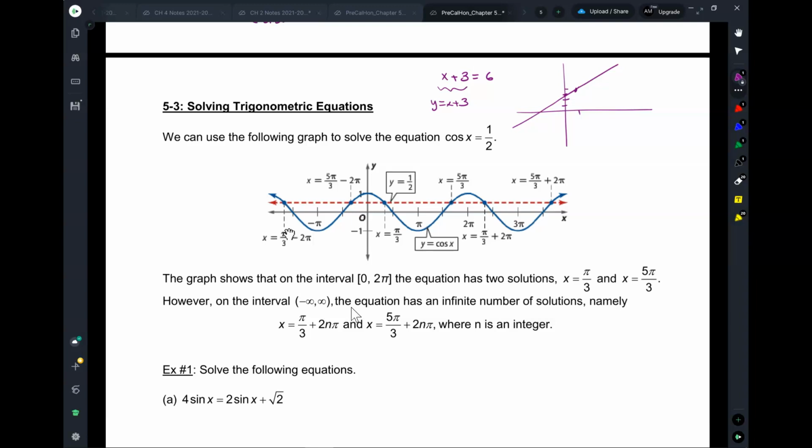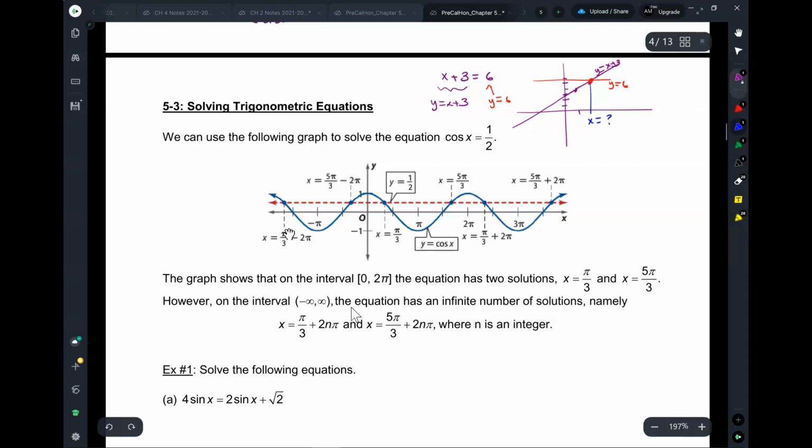And now, if you were to also graph y equals 6, okay, where those two intersect, so this is y equals 6, y equals x plus 3. Where those two intersect, the x value where they intersect is the solution, okay? Now, when you solve this, it happens to be x equals 3, right?